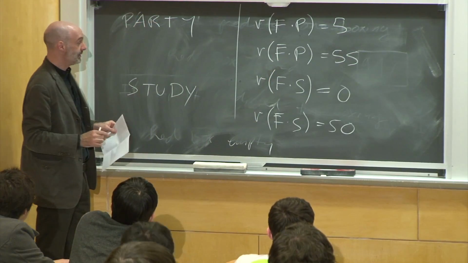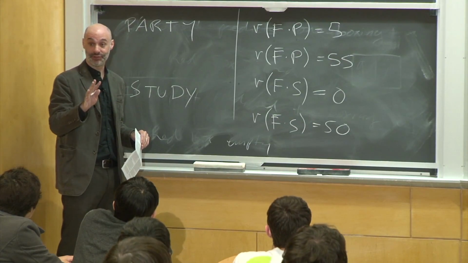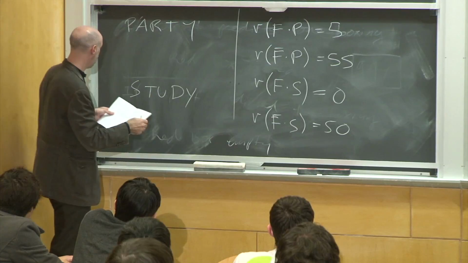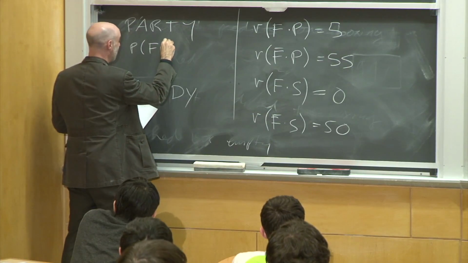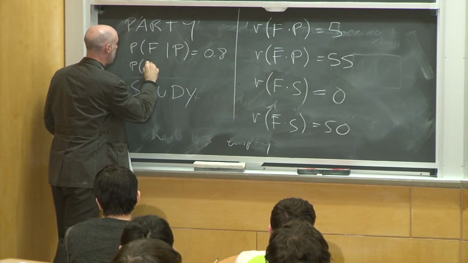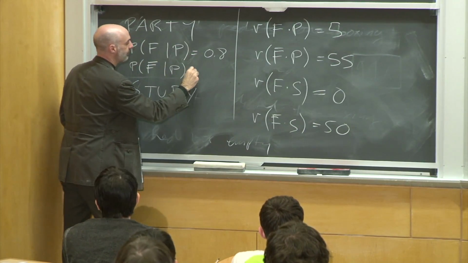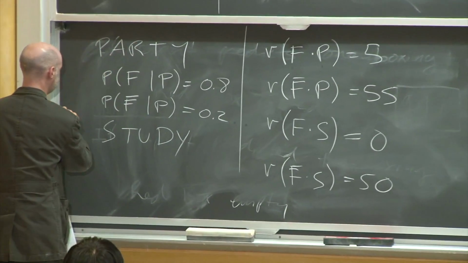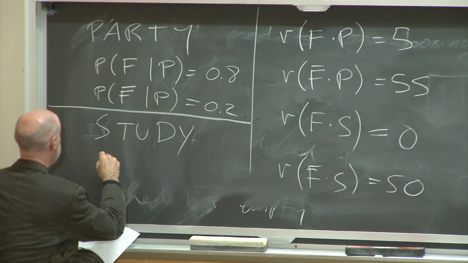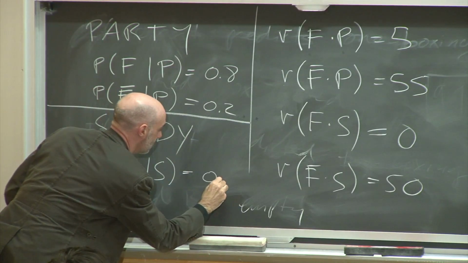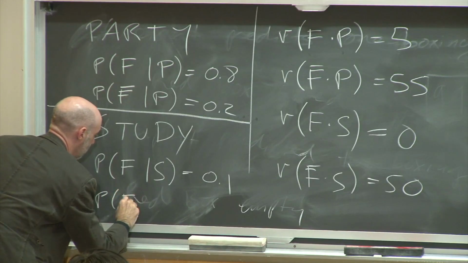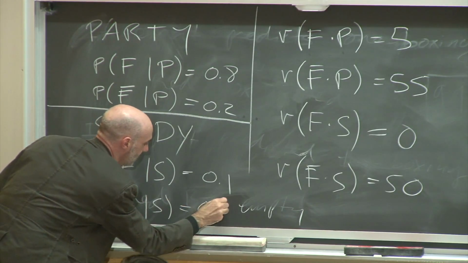OK. But then, of course, there's a different issue to be mindful of, which is the correlation between passing and studying. So let me say that the probability of failing, given that you party, is 80%. So it just follows from that that the probability of not failing, given that you party, is 20%. If you study, however, then the probability of failing is just 10%, from which it follows that the probability of passing if you study is 90%.